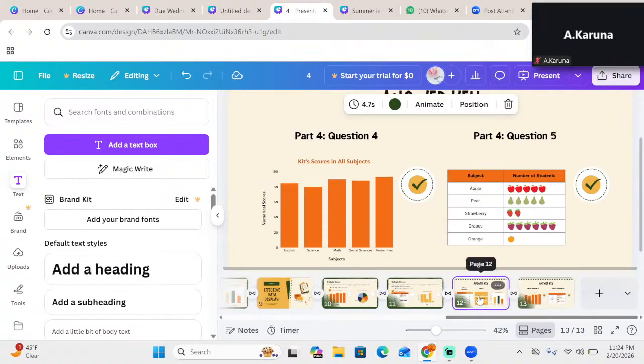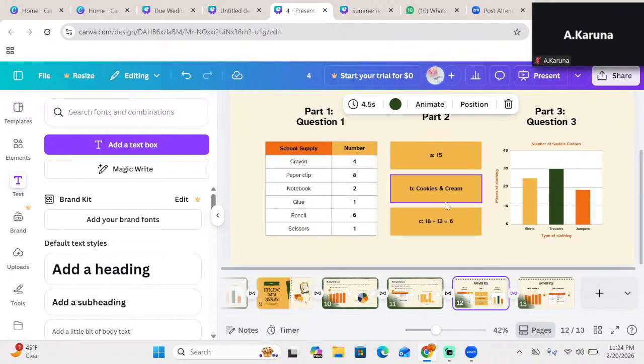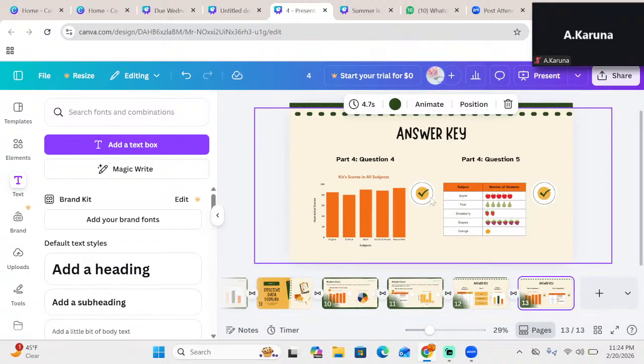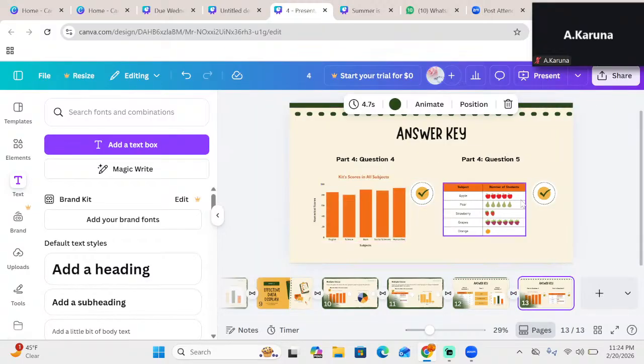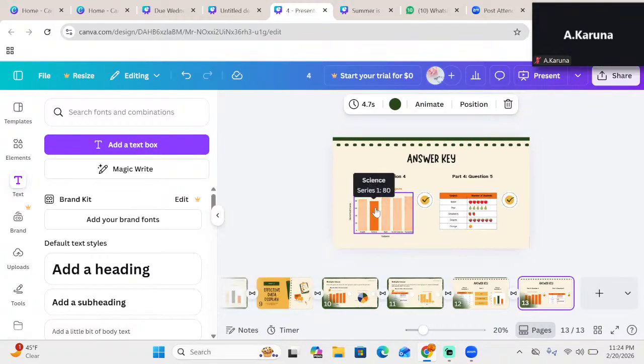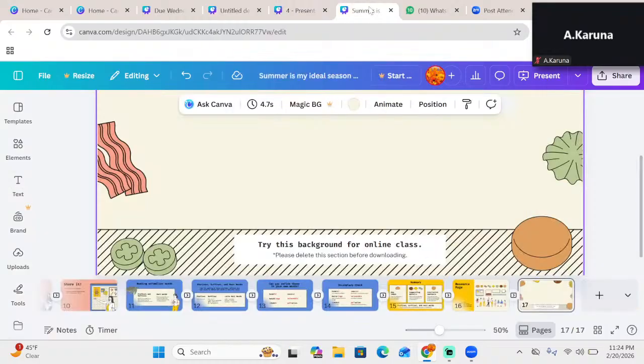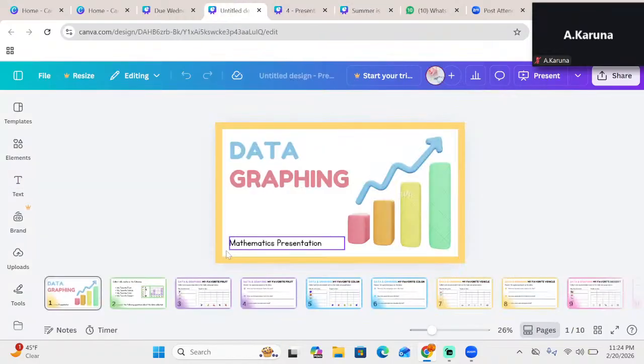And these are just the answer key. And I think we did it all. So that's great. Yes, we picked the right ones. That's amazing. Let's see how much time we have. We don't have a lot of time.